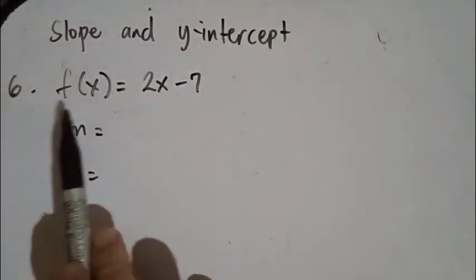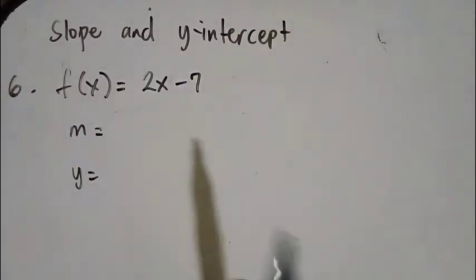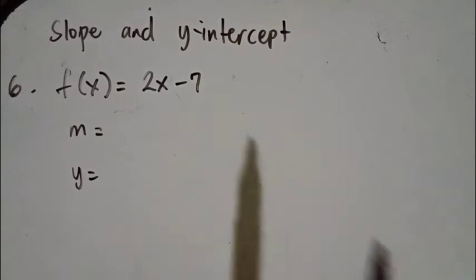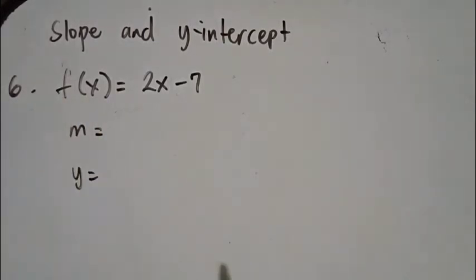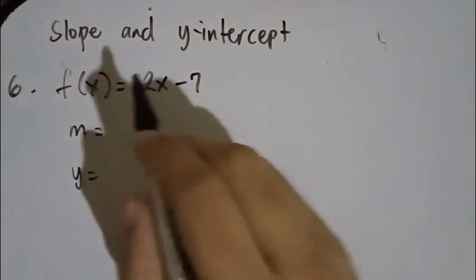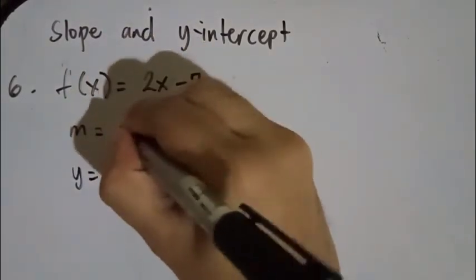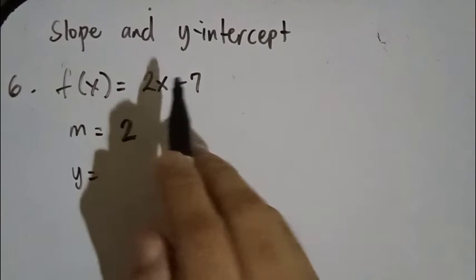Number 6, we have f of x equals 2x minus 7. So, igagraph natin itong function na ito by using slope and y-intercept. Okay, so once again, kukunin natin yung slope at saka y-intercept nito. So, yung slope is 2, yung numerical coefficient ng x.